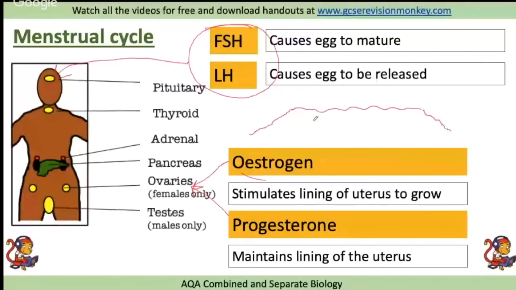On day 14, that's when there's high LH levels, because that causes the egg to be released at day 14. And before that, the follicle stimulating hormone travels down in the blood to the ovaries and stimulates an egg to mature. And obviously the woman would just want one egg per month to mature. I'll go in more detail about how these interact with each other for higher tier later on.